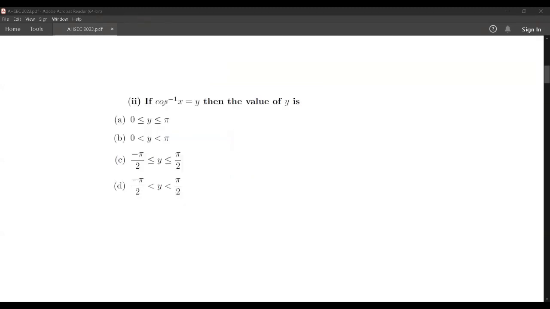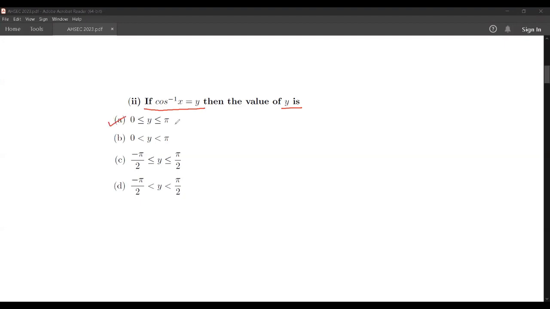Now let us look at question number 2. It says that if cos inverse of x is equal to y, then the value of y is, and here 4 options are given. So we have to select the correct option. Let me tell you the answer first. This is the correct answer.